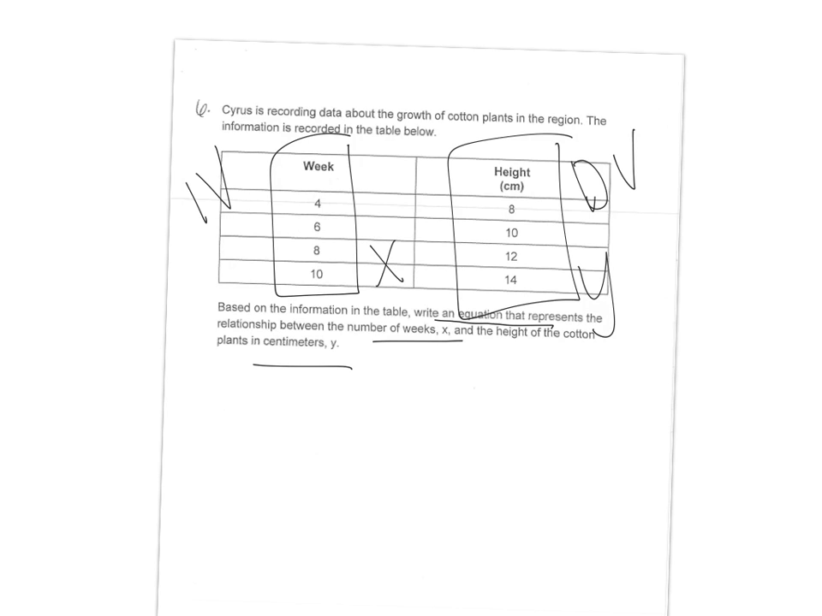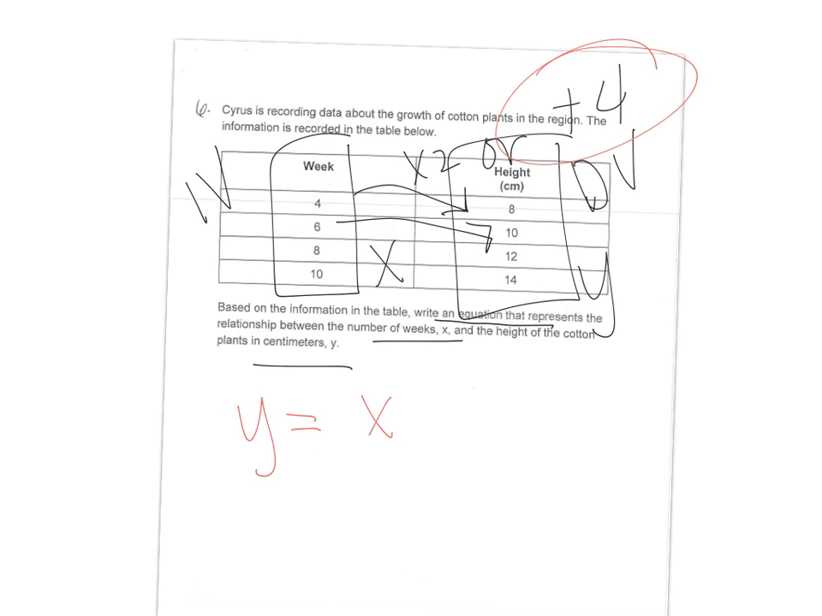This is my X. What happened to my, in week 4, to get 8? Times 2 or plus 4. Okay? Over here, 6 to get 10, it's not times 2 because that would be 12. So what's going to work? The plus 4. So I'm going to have Y equals, that's the total height, equals the week, which is my X, plus 4. Good?